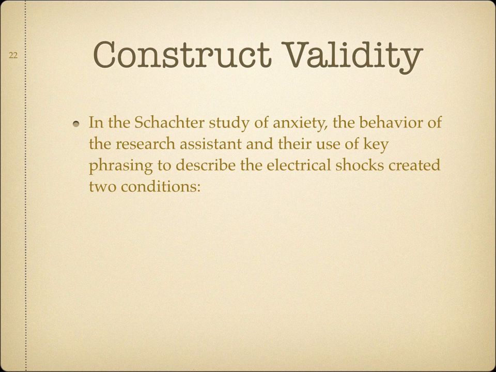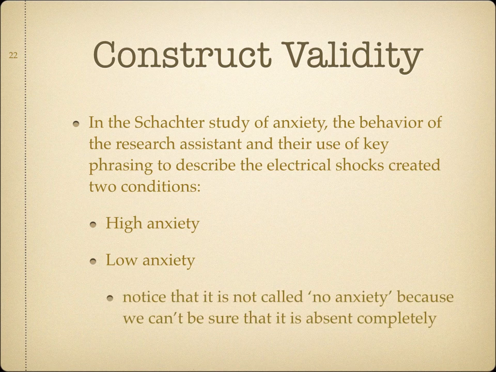In the Schachter study of anxiety, the behavior of the research assistant and their use of key phrasing to describe the electrical shocks created two conditions, high anxiety and low anxiety. And you may think, well, we're not actually manipulating anxiety. We're talking about the manipulation being phrasing, isn't it? Well, yeah, but we know what we're after. We're after a manipulation of anxiety, and by using a manipulation check procedure, we're able to see that yes, indeed, we did manipulate anxiety. And notice that again, as I said before, there's no anxiety condition because we cannot be sure that it's completely absent.